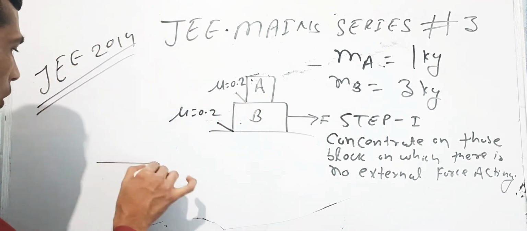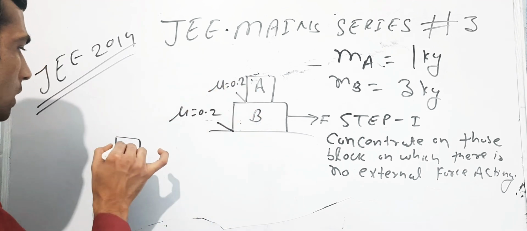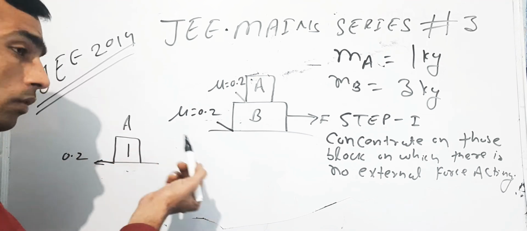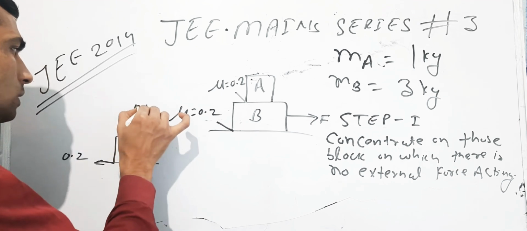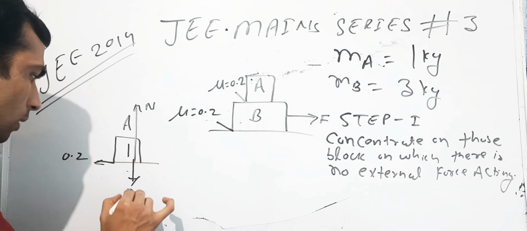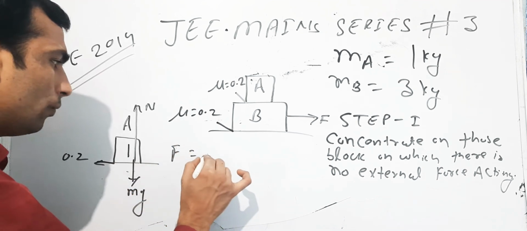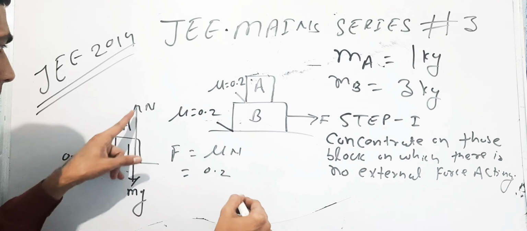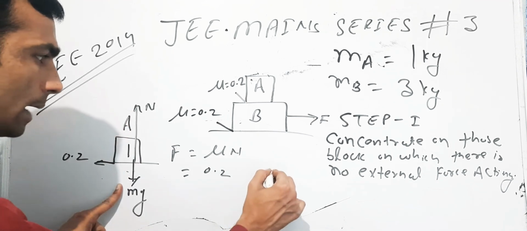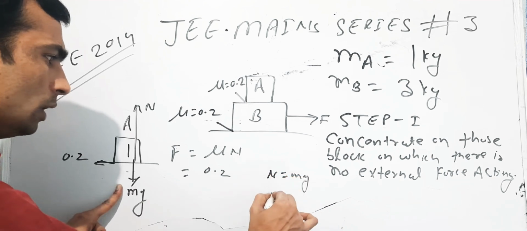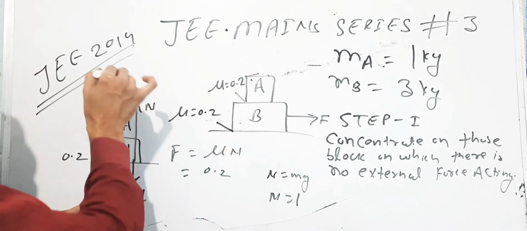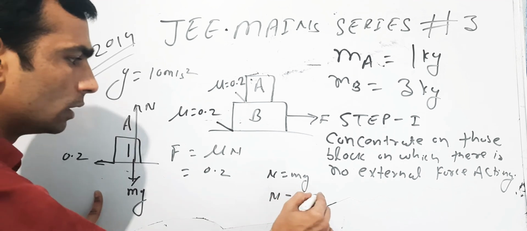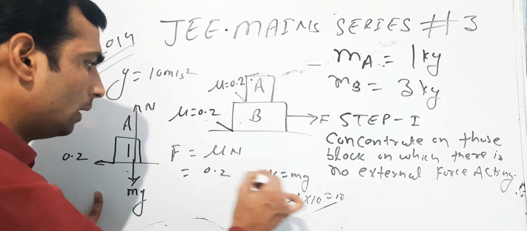So this is block A, right? And the mass of the block is 1 kilogram, and the friction coefficient is 0.2. Normal force acts in the upward direction, and due to gravitational force mg acts in the downward direction. Friction equals mu N, and mu is 0.2. Normal is equal and opposite to mg, so N equals mg. Here m is 1, and in the whole question I'll consider g equal to 10 meter per second square. So 1 into 10 is 10.